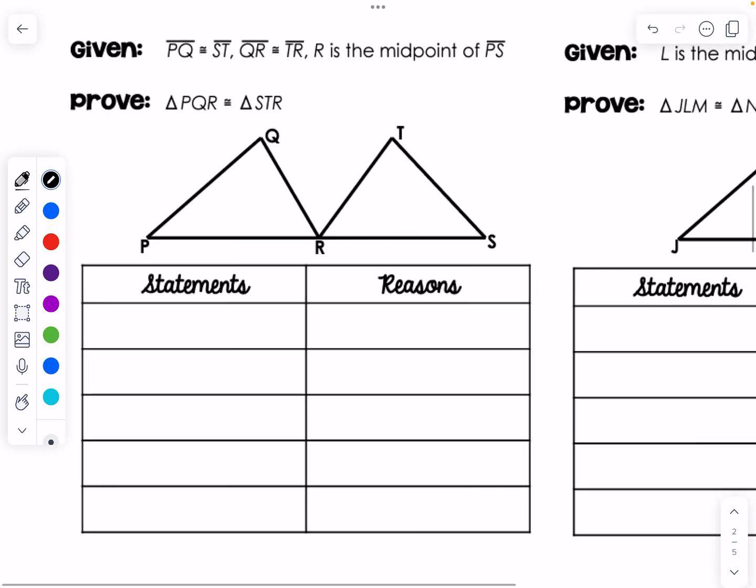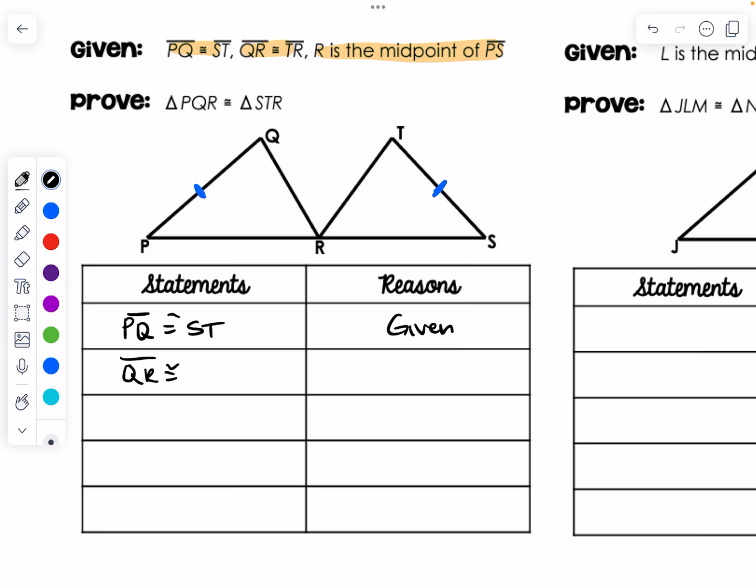At the top, I have 1, 2, 3 givens. So I can write PQ is congruent to ST, and that's given. I'm going to stop there because I want to go up to my picture and label that. PQ is here and ST is here, so I'm going to label that one. Then I'm going to go to my second given: QR is congruent to TR. QR is right here, labeling with 2 because it's different, and TR is here. And I'm going to write given.